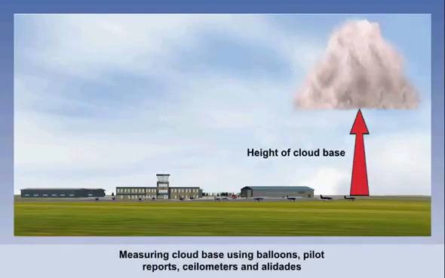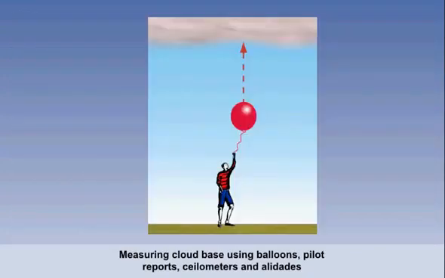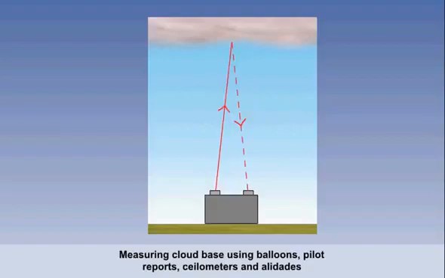How do we measure cloud base height? Well, there are several ways. The most obvious one is from aircraft reports. Another way is by balloon. A balloon is released which has a known rate of ascent. The time it takes to disappear into cloud is measured, and the height of the cloud can be calculated. Currently, laser cloud-base recorders are used at most military or larger civilian aerodromes to measure cloud-base heights accurately.